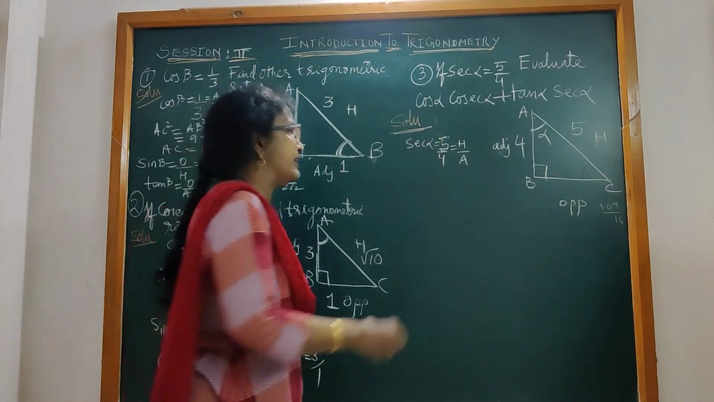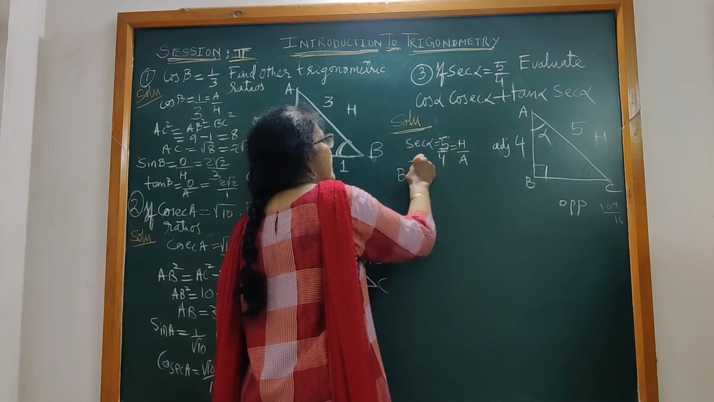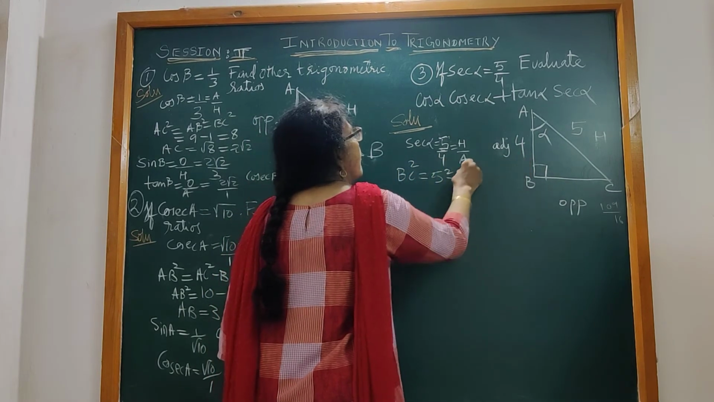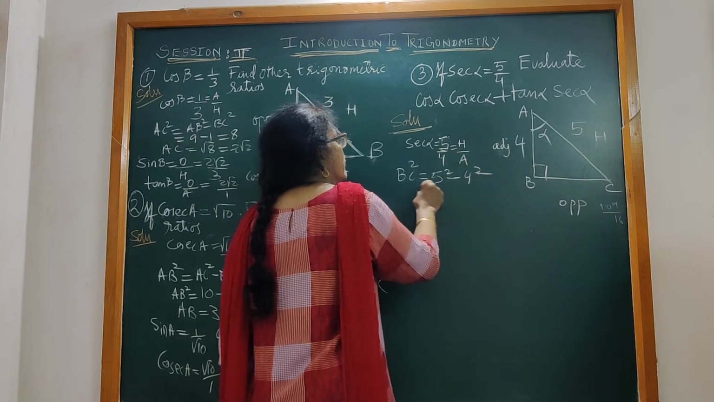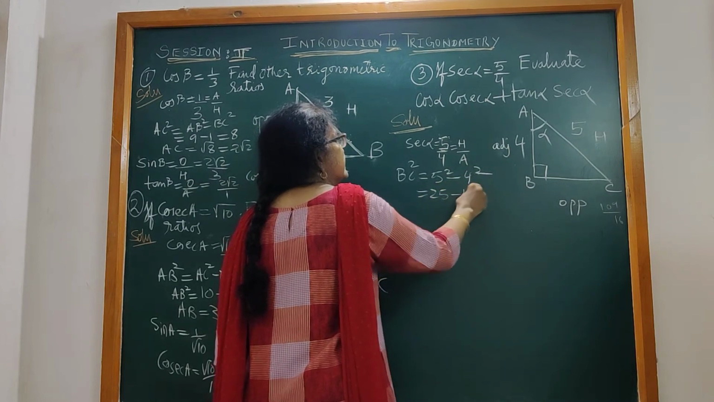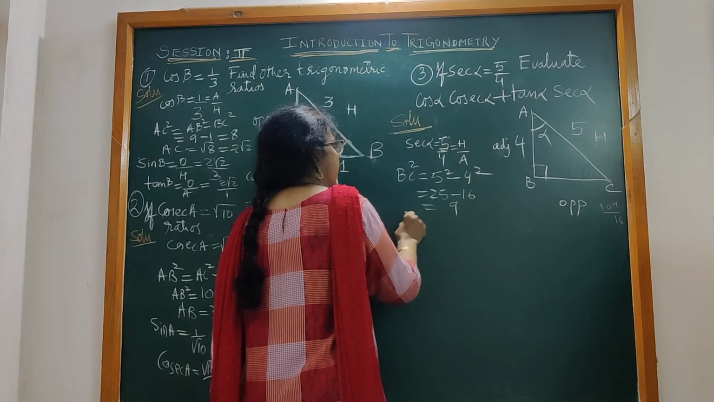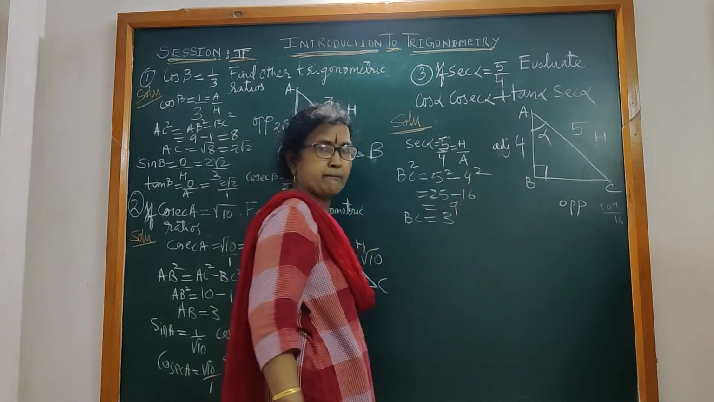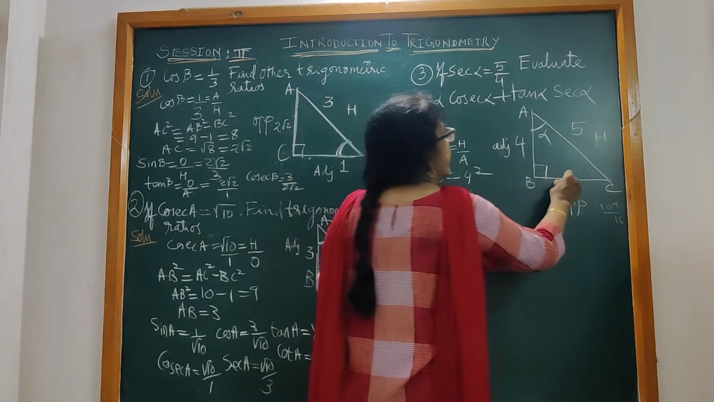By Pythagoras we will find out BC square. BC square is equal to 5 square minus 4 square. 25 minus 16 is 9. Therefore BC is root of 9, that is 3. So we got BC as 3.